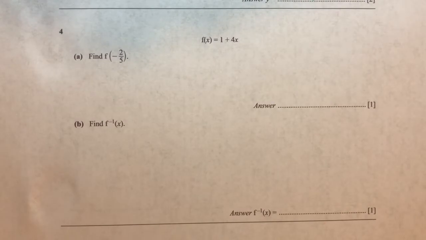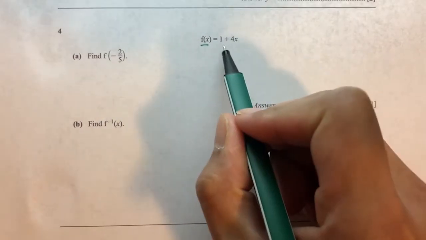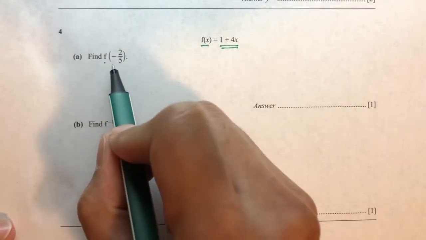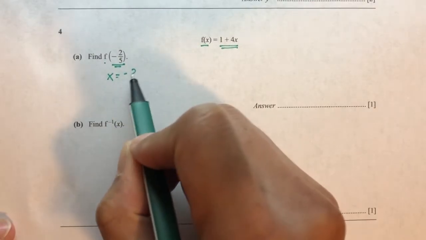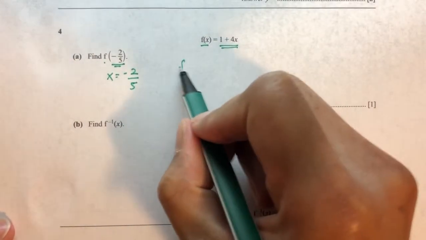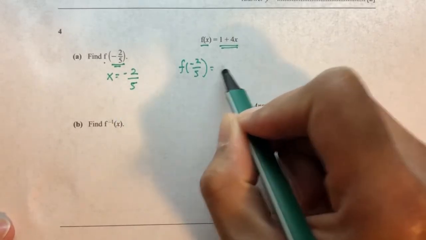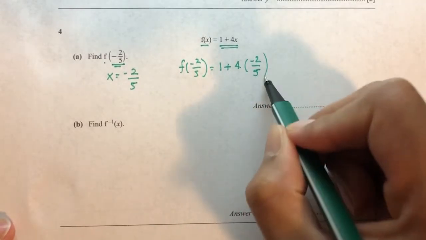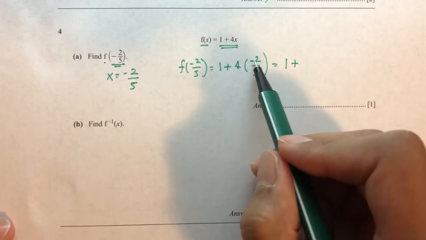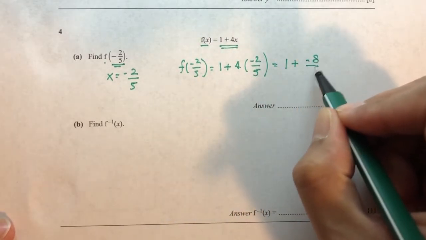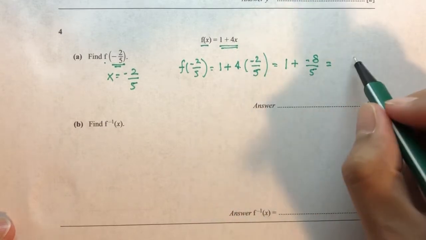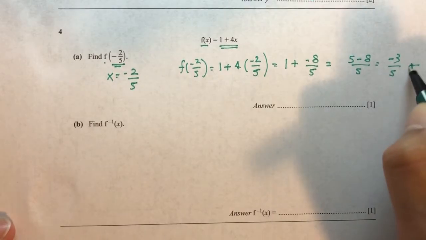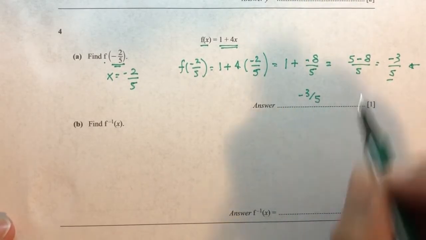Question number 4, it is a function question. We have f of x is equal to 1 plus 4x. Find the value of f of minus 2 over 5. Which means we have to replace the value of x by minus 2 over 5. So f of minus 2 over 5 is 1 plus 4 times x, which is minus 2 over 5. So 1 plus, 4 times minus 2 will be minus 8 over 5. Now we simplify, we get 5 minus 8 over 5, which is minus 3 over 5, and that will be your answer for part A, minus 3 over 5.